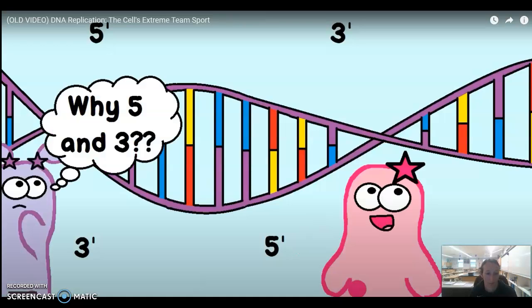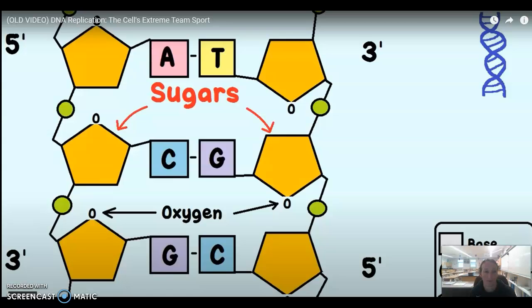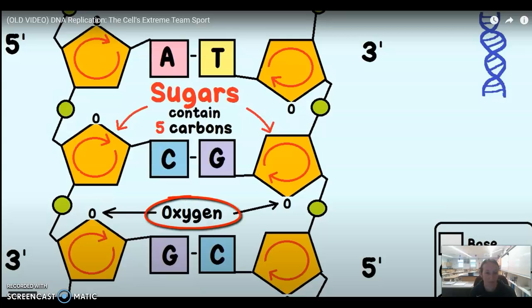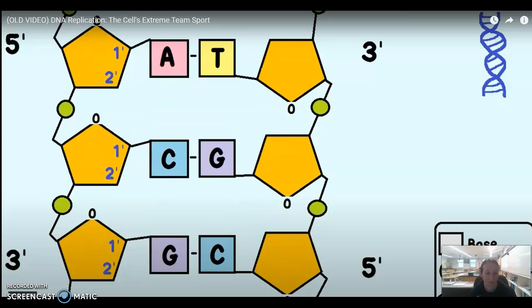This can seem very confusing. What in the world does that mean? Well, the sugar of DNA is part of the backbone of DNA. It has carbons. The carbons on the sugar are numbered right after the oxygen in a clockwise direction. 1', 2', 3', 4', and 5'. The 5' carbon is actually outside of the ring structure.